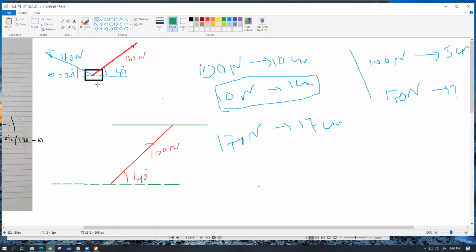Now the question says that the 170 Newton force produces 20 degrees with the horizontal. So let's say we're gonna label some 20 degrees over here.